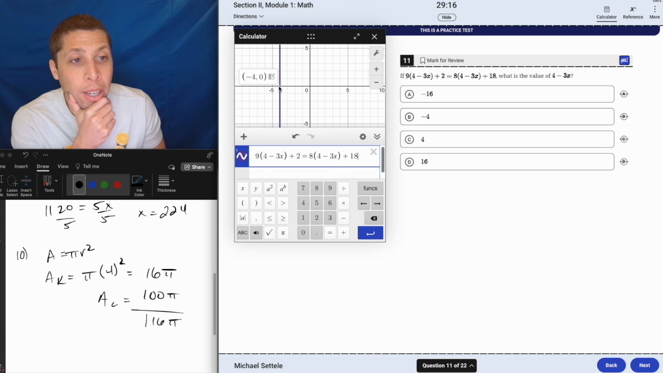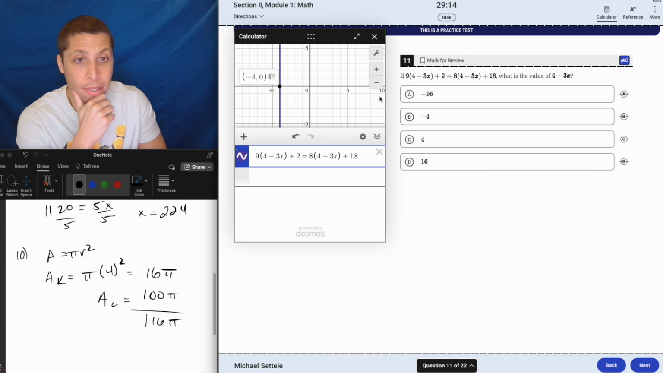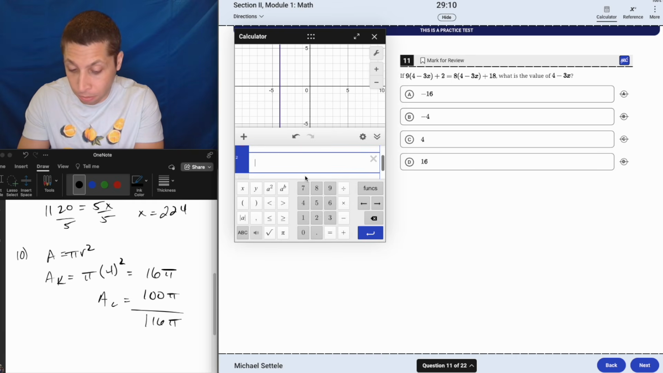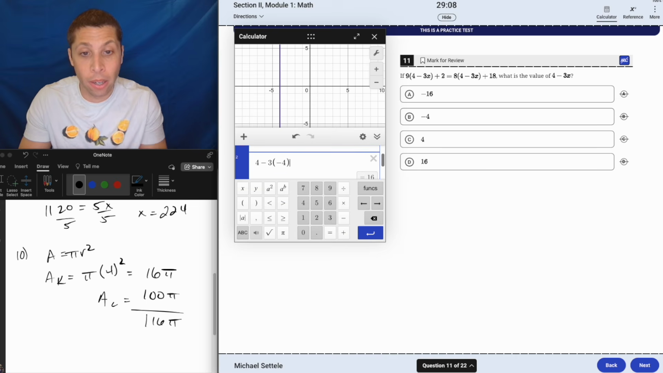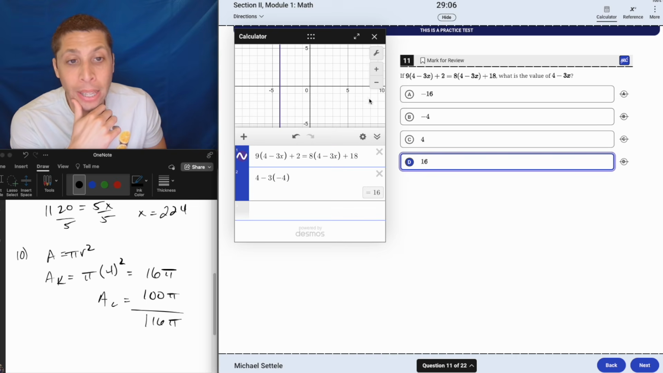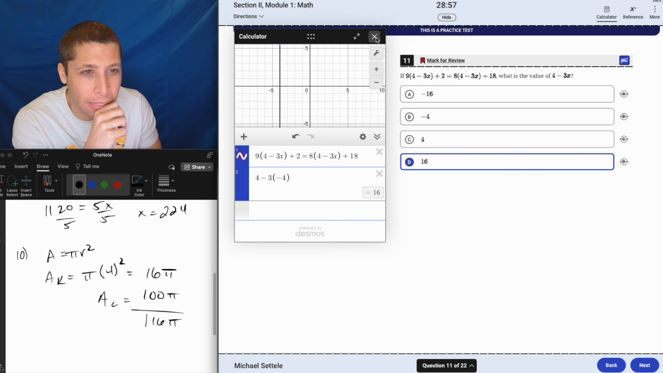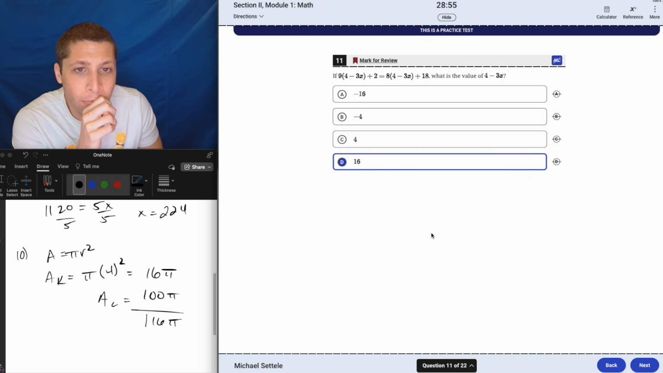I can just see. So here's my value of x, right? So -4, and they want 4 minus 3x. So 4 minus 3 times -4 is 16. Now I will absolutely come back to this question at the end and try to maybe do it with some more algebra, if I've got the time, when my brain's a little bit more rested, things like that. Yeah.